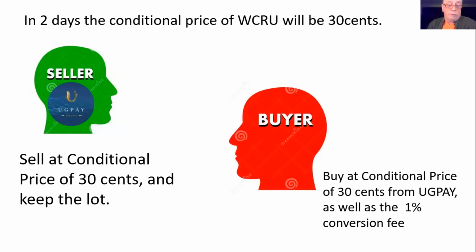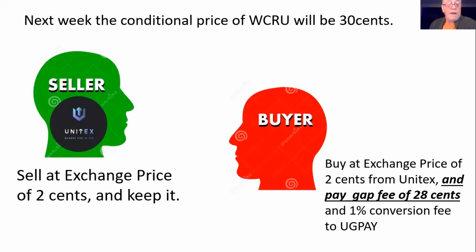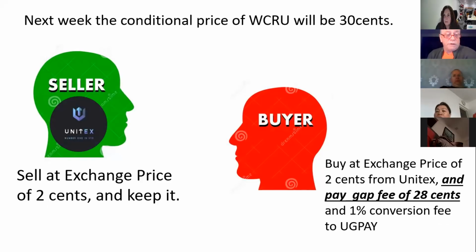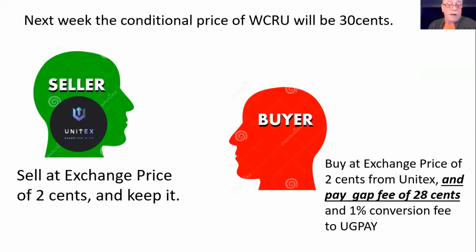If he buys directly from UGPay at the conditional price, well, he still has to pay the 1%. So there's no difference there. But if he buys from the exchange at 2 cents, the person selling that CRU will get the 2 cents. But the person buying it will have to pay the gap fee of 28 cents plus the conversion fee of 1% to UGPay.